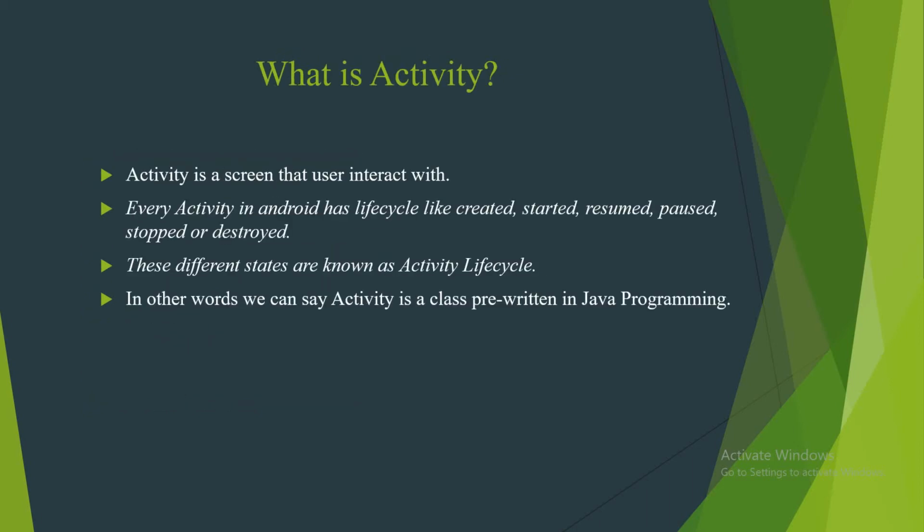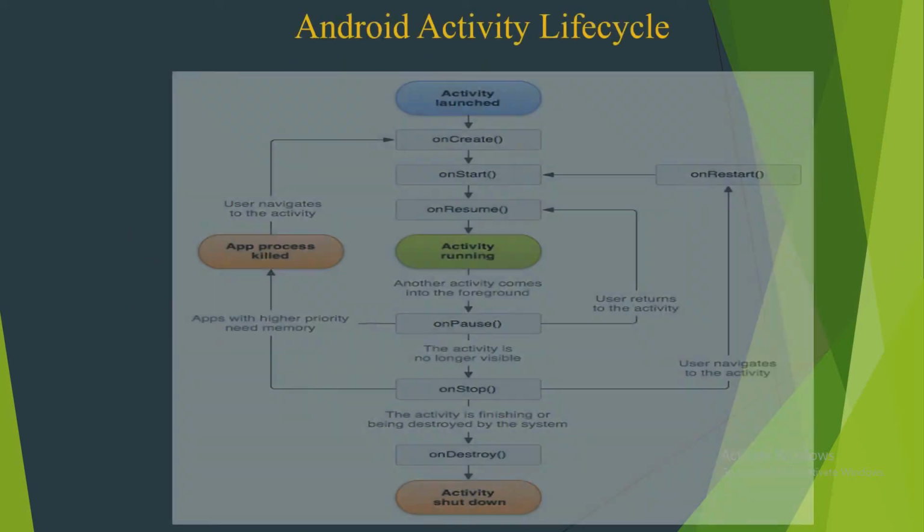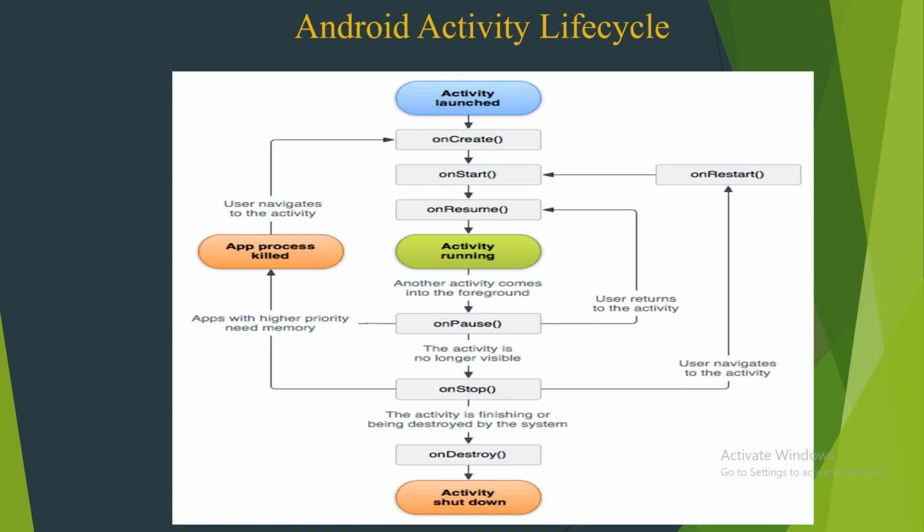Now let's move on to activity. What is activity? Activity also plays a very important role in Android applications. Activity is a screen that the user interacts with. Every activity in Android has a life cycle: created, started, resumed, paused, stopped or destroyed. These different states are known as the activity life cycle. In other words, we can say activity is a class pre-written in Java programming. Now, this is the Android activity life cycle.